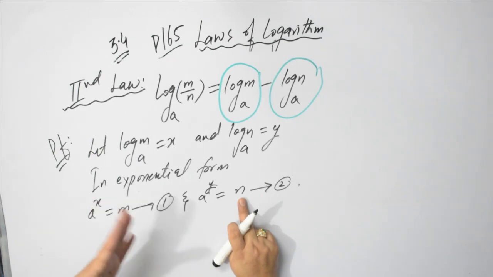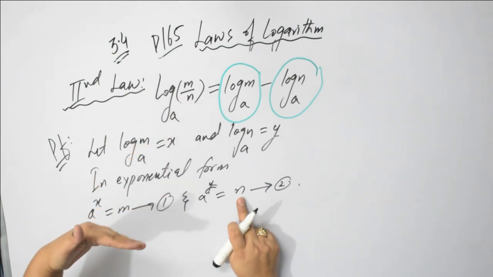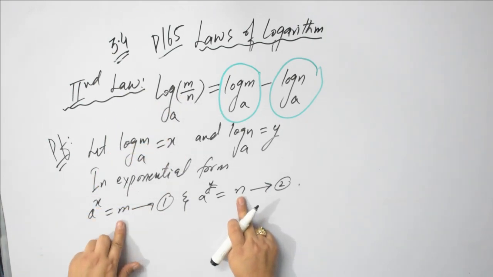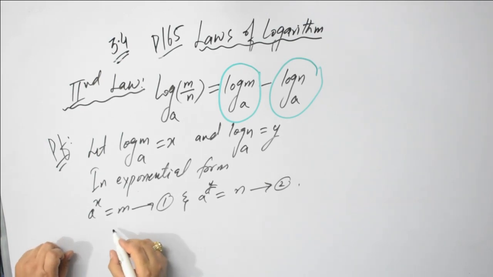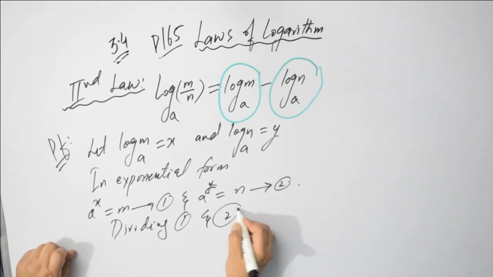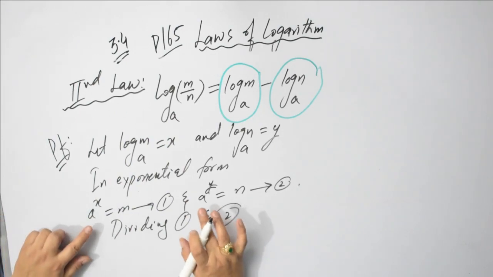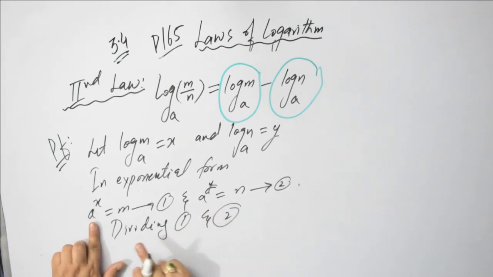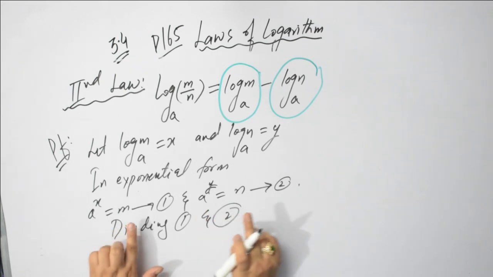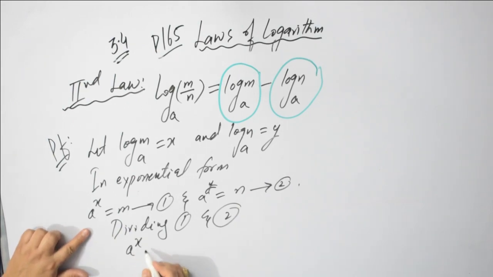In the previous case they were multiplying with each other, and here what is it, m and n, they are being divided. Okay, so this time for this law, what will we write? Dividing 1 and 2. According to this law, dividing 1 and 2. Now it is the same method of divide, that the left hand side of the first equation will divide with this left hand side and the right hand side will divide with this right hand side. So a^x upon a^y is equal to m divided by n.